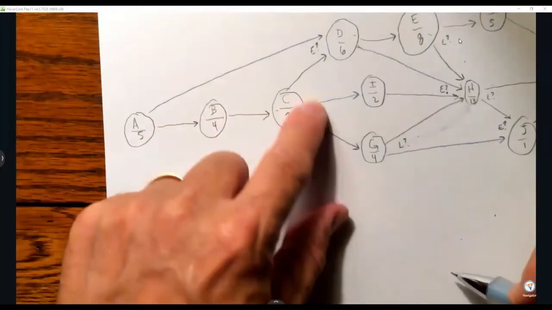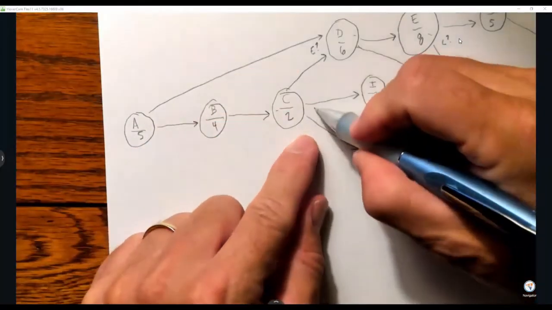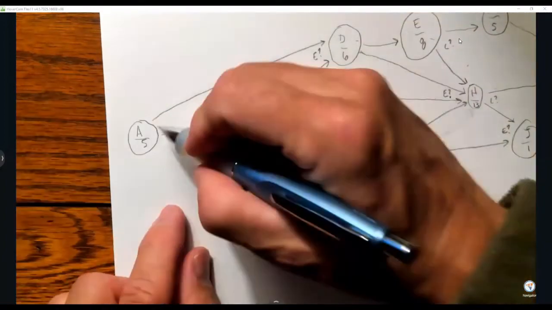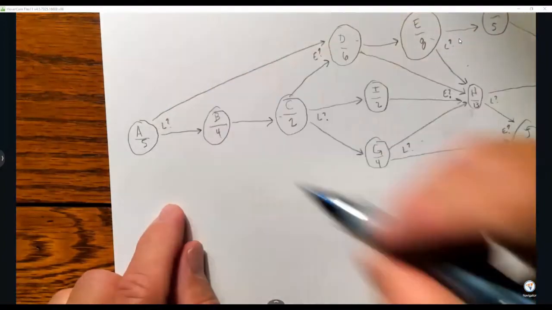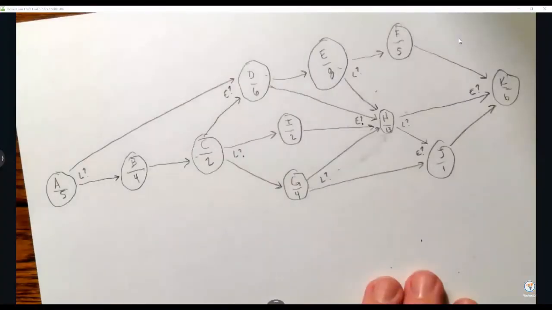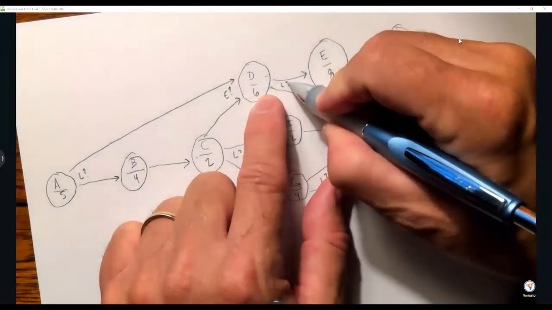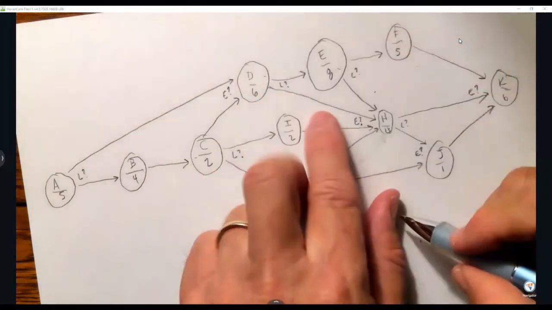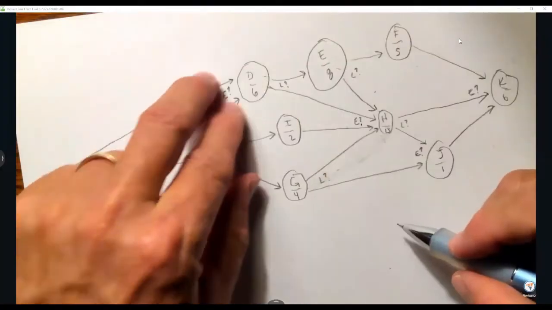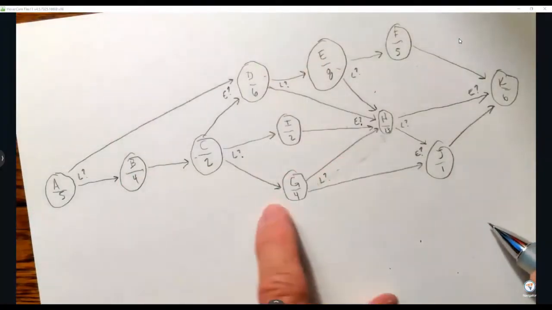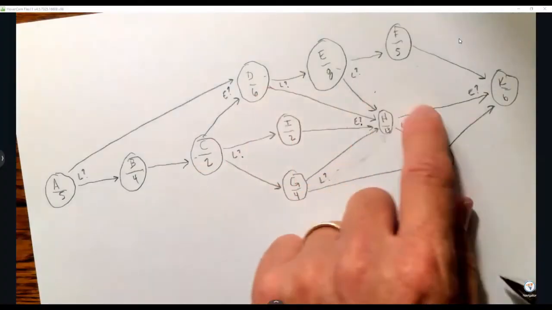I have 3 backing into this one, so I have an L decision here. I have 2 backing into this one, so an L decision here. And I think, oh, I have an L decision here. See that? I have 2 coming out. Even though I have 2 coming in, I also have 2 coming out, so I have an L decision there. And I think that looks like it's it.